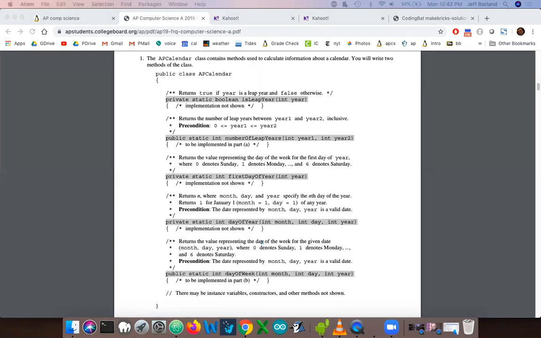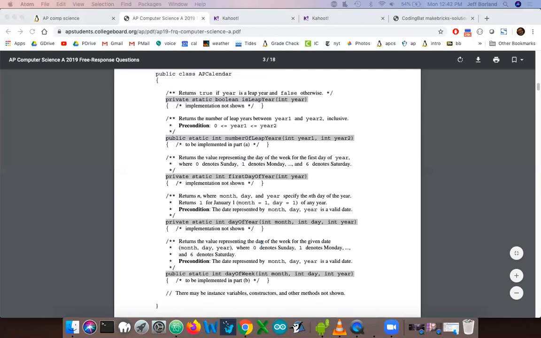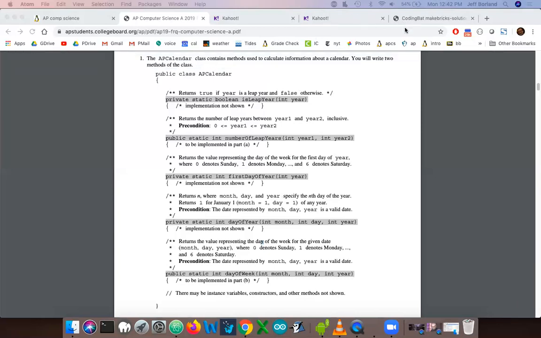If you go to the website, you'll see some Coding Bat AP free response practice problems that I linked to. I want you to do at least two of them before we meet again.